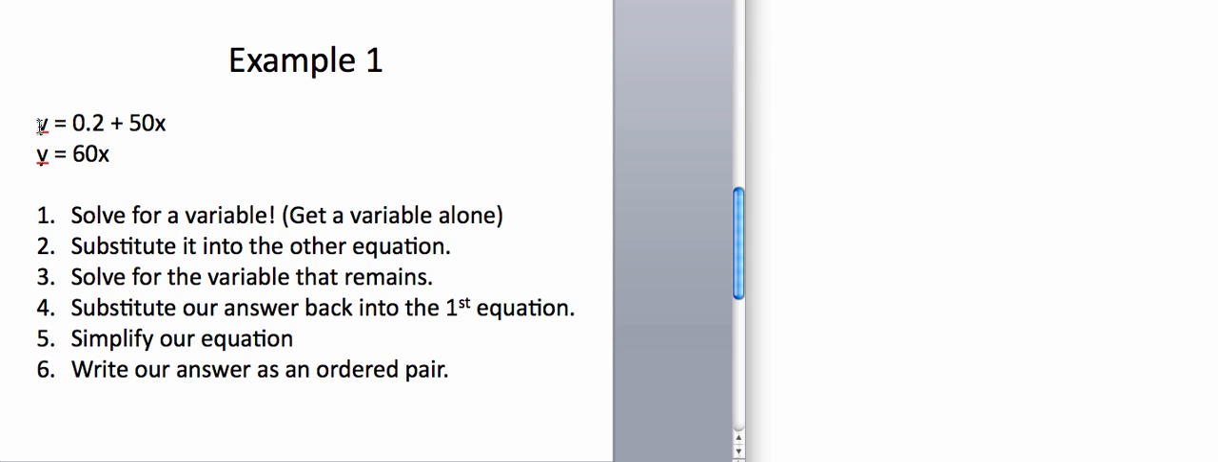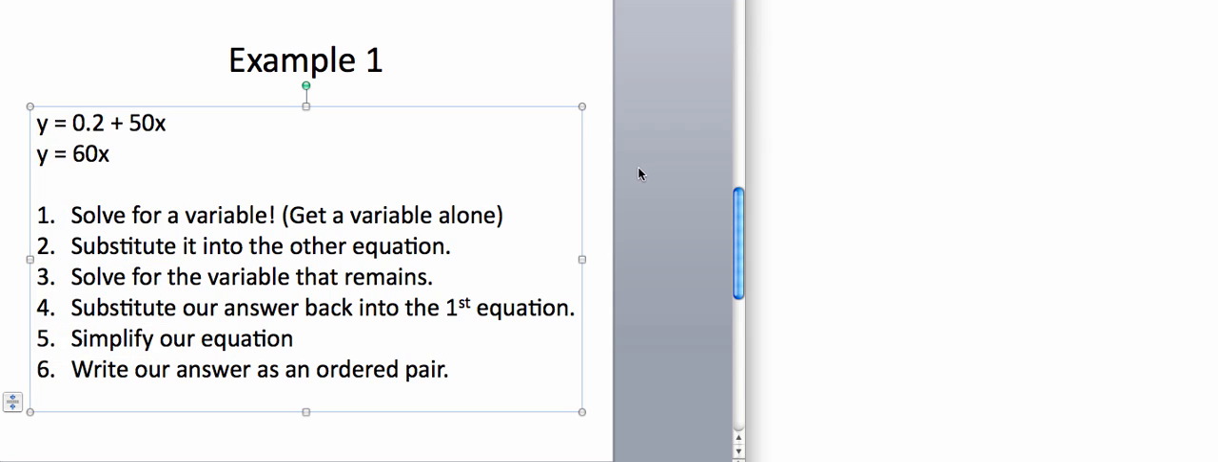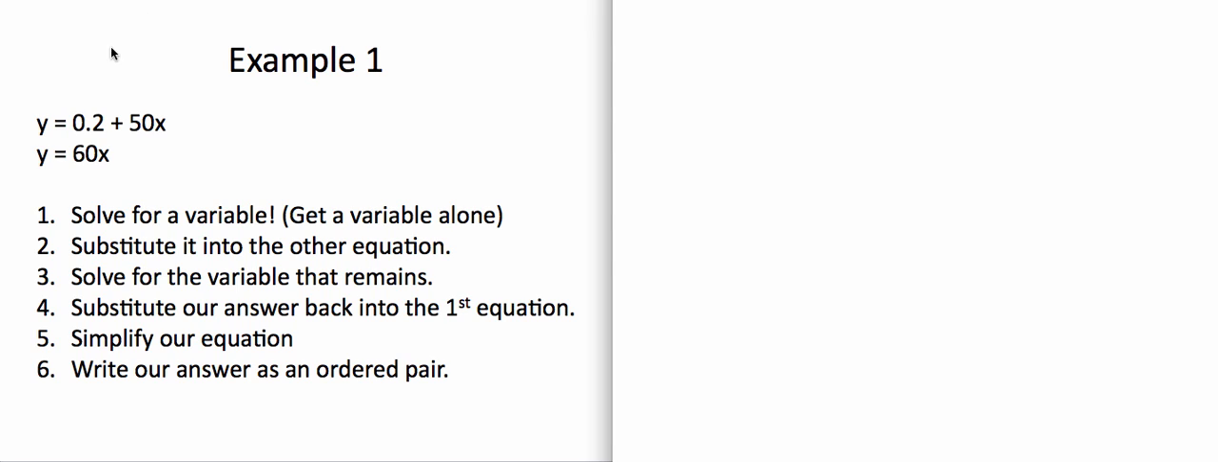What we have here is 2 equations. We have y equals 0.2 plus 50x, and then we have y equals 60x. If we were asked to make graphs of these, it would be pretty hard because 50 and 60 are really big values for slopes. So now we have a different method in which we're going to get this done.